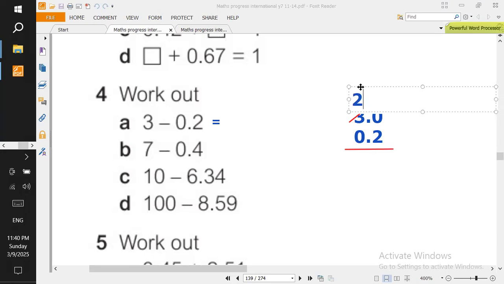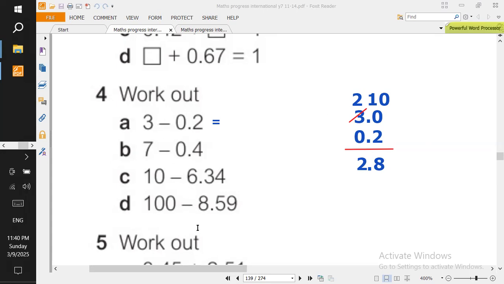And then because I took 1 from the 3 and gave it to the 0, the 0 becomes 10. Now, 10 minus 2 will be, very good, 8. And then the decimal place will go down like this. And then 2 minus 0 is going to be 2, like this. So the answer is 2.8. And this is how you subtract decimal numbers.